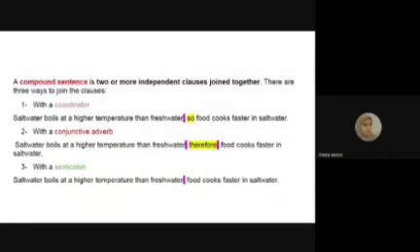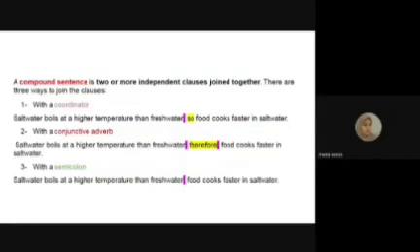We need to combine these two independent clauses together in order to form a compound sentence. How can we do that? By writing a coordinator, and we attach both of them by the use of a comma. So we write the first independent clause, comma, the coordinator, and the second independent clause, and the result is a compound sentence. Whenever you find a coordinator with two independent clauses, that means it is a compound sentence.